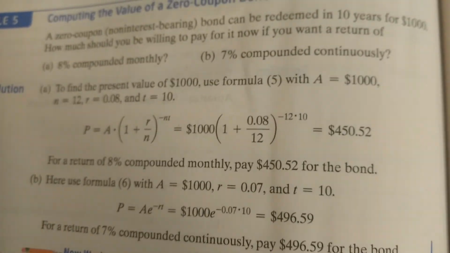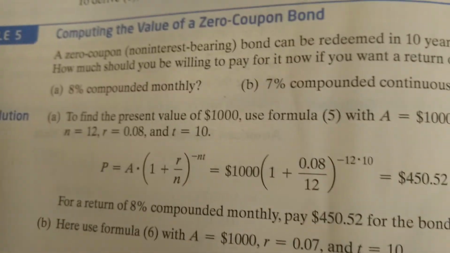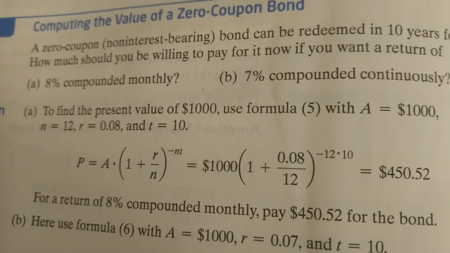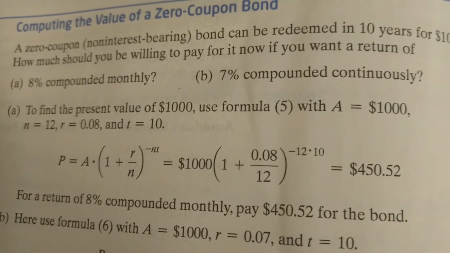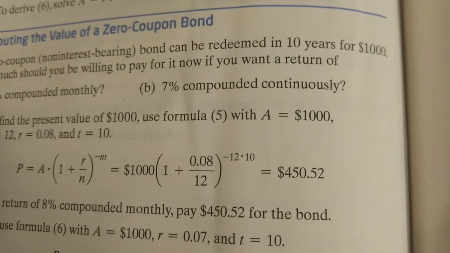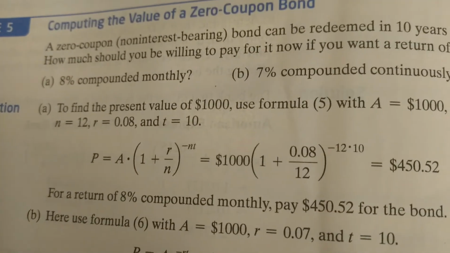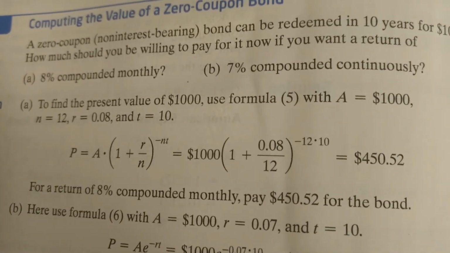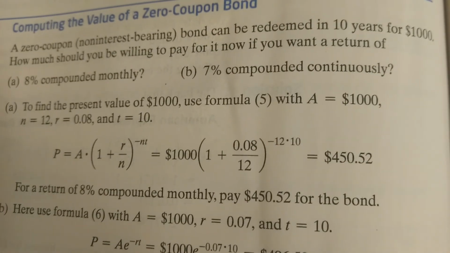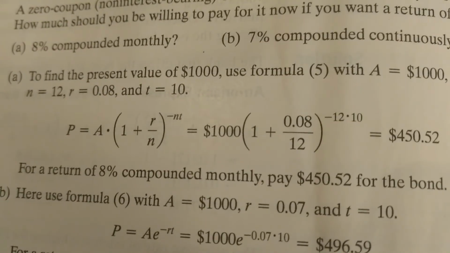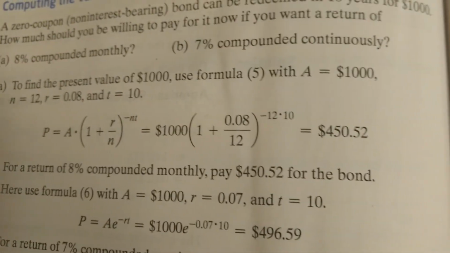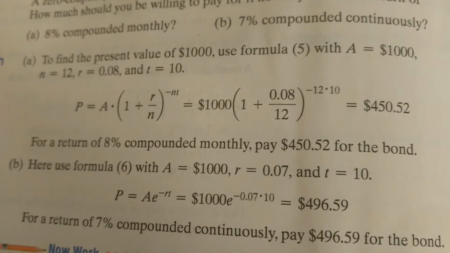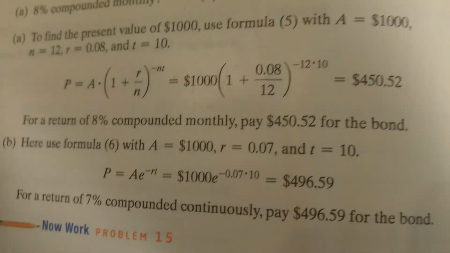Now here's an example problem. It says a zero coupon, meaning a non-interest bearing bond, can be redeemed in 10 years for $1,000. How much should you be willing to pay for it now if you want a return of 8% compounded monthly or 7% compounded continuously? So A, we're going to use that formula.